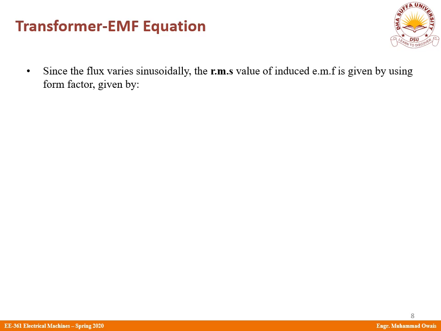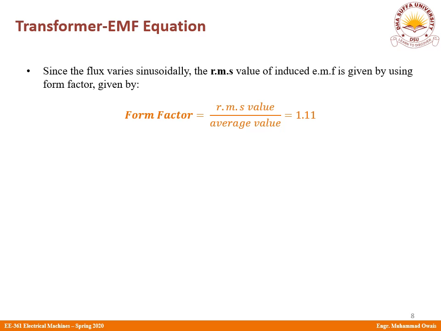So now that we have found the value of average EMF per turn, we can find the RMS value of EMF per turn if we know how they are related. To find that relation, we need to see how the RMS and average value of a sinusoid are related, because the flux is also varying sinusoidally. That relation is given by the form factor, which is given here. The RMS and the average value are related by a factor of 1.11.